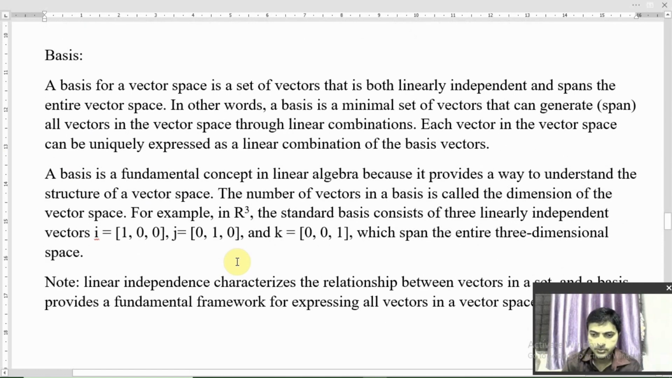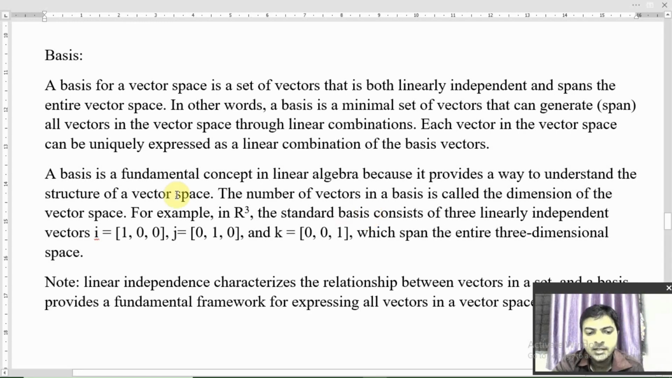So however many bases you have, that many dimensions we can easily see in the vector space. For example, in R3, the standard basis is fixed, it will never change. Remember, the standard basis is fixed. It consists of 3 linearly independent vectors: i is equal to (1, 0, 0), j is equal to (0, 1, 0), and k is equal to (0, 0, 1). This is the 3 directions, a 3-dimensional vector space, and it spans. Every vector is a linear combination we can find. Therefore, this is a standard basis.